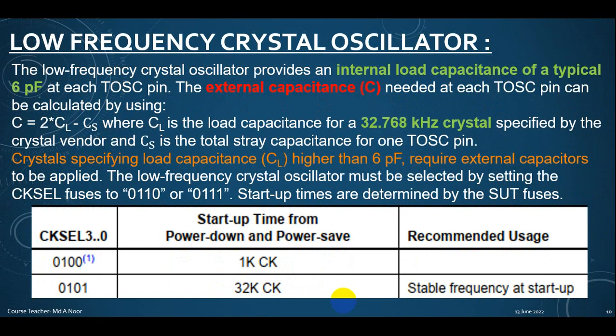Low frequency crystal oscillator. The low frequency crystal oscillator provides an internal load capacitance of a typical 6 picofarad at each TOSC pin. The external capacitance C needed at each TOSC pin can be calculated by using the formula C equals 2 times (CL minus CS), where CL is the load capacitance for a 32.768 kHz crystal specified by the crystal vendor, and CS is the total stray capacitance for one TOSC pin. Crystals specifying load capacitance CL higher than 6 picofarad require external capacitors to be applied.